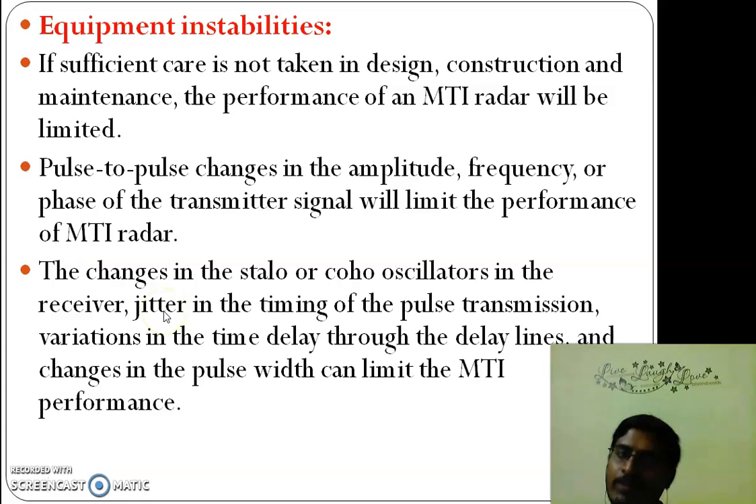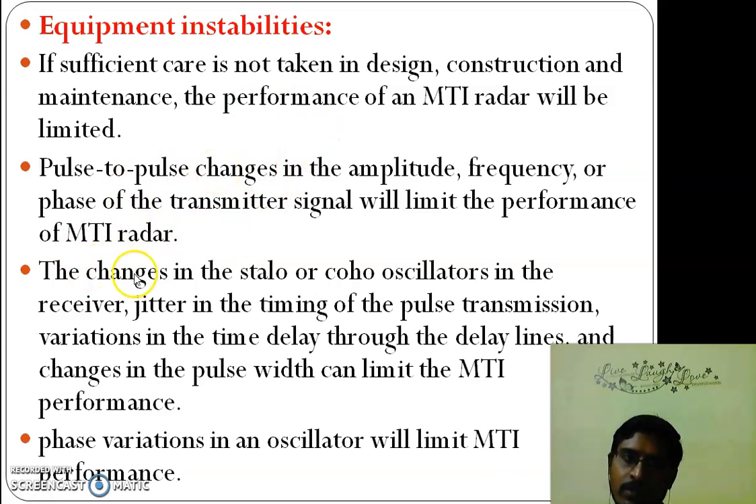Jitter means time delay in the timings of pulse transmission. Variations in time delay through the delay lines and changes in pulse width can limit the performance. These are the equipment instabilities. Next, one more: phase variations in the oscillator will limit the performance.